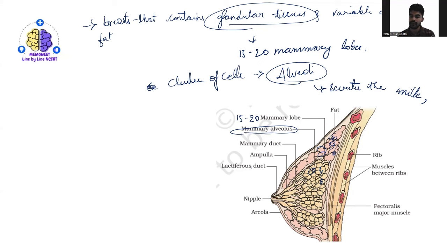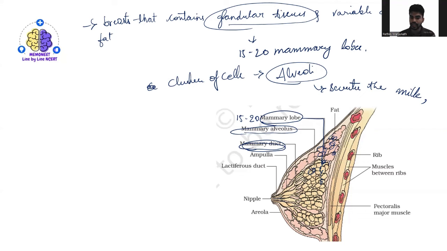Then this alveoli opens into the mammary tubules, this region, and the tubules of each lobe normally join to the mammary duct. So this is the mammary tube region, and each tube region opens to this mammary duct.